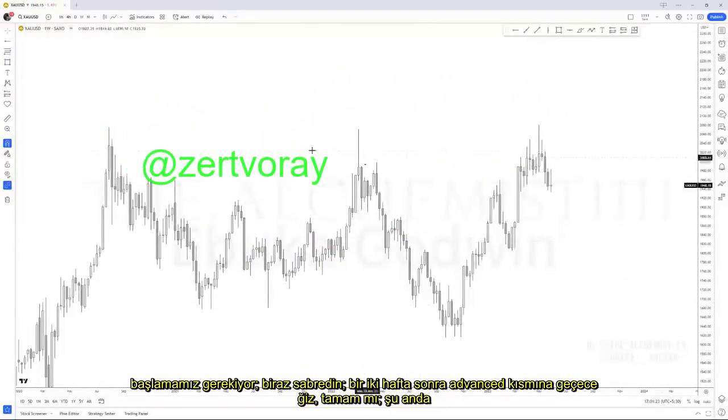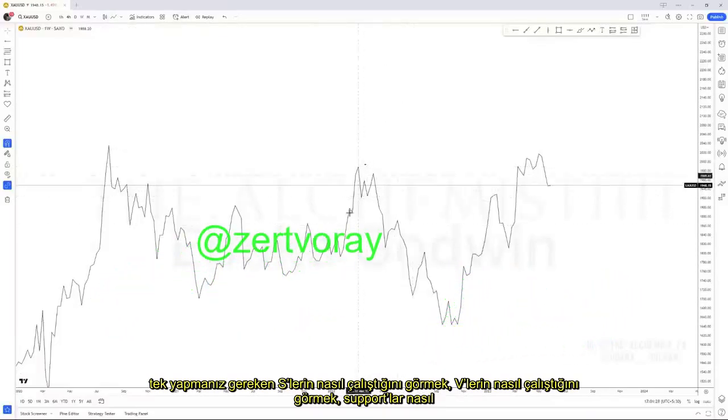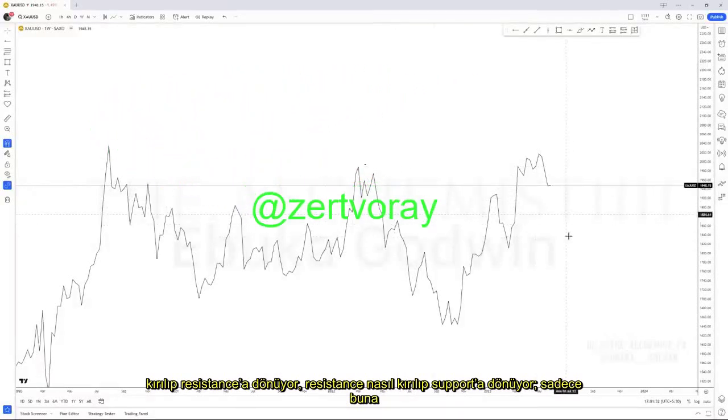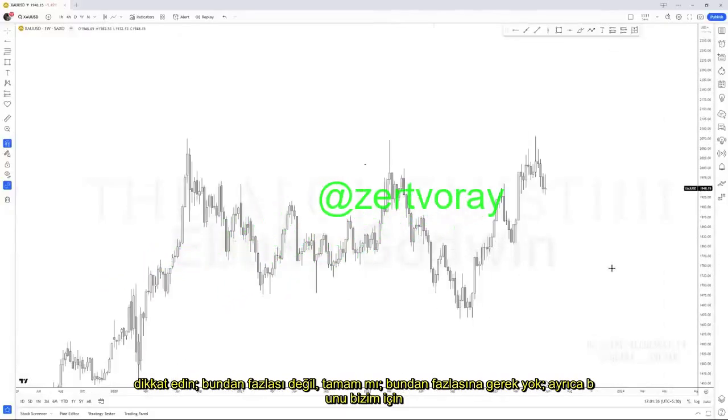So right now, all you have to do is just see how A's worked out, see how V's worked out, see how support broke and turned into resistance, how resistance breaks and turns into support, and just pay attention to that stuff only, nothing more. Nothing more than that.